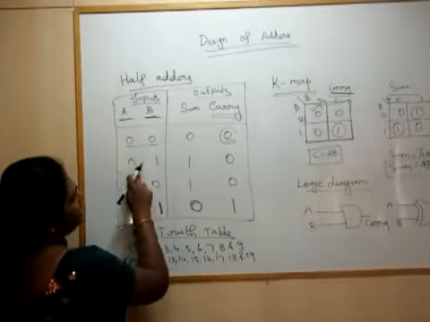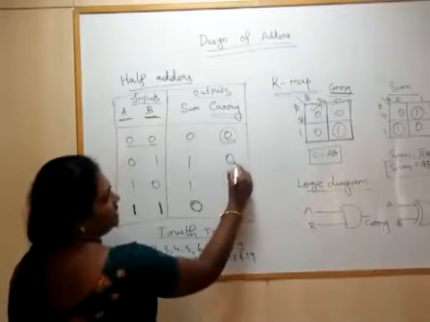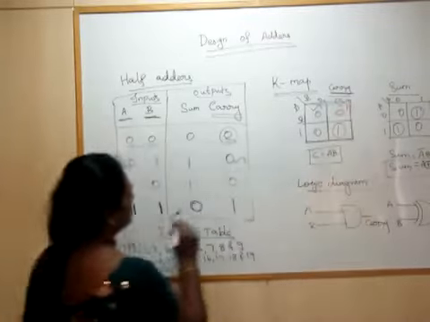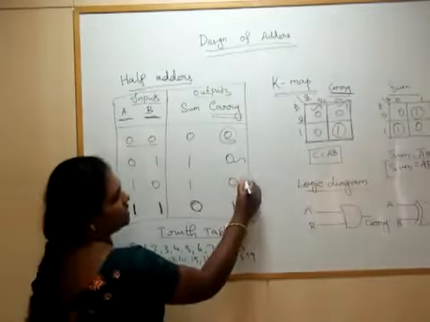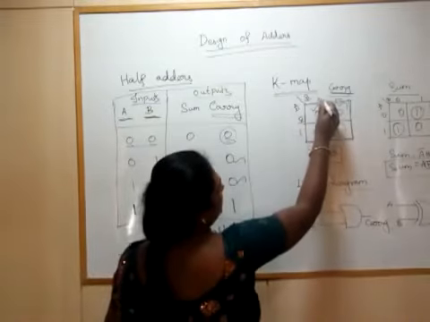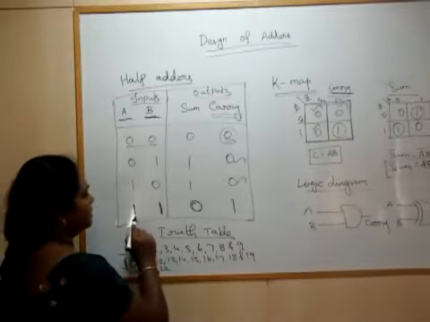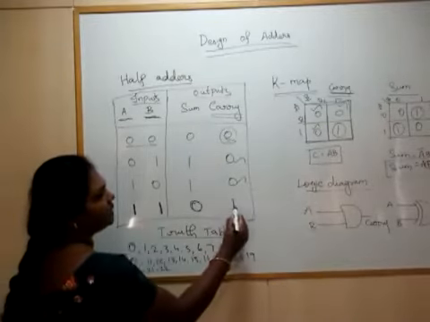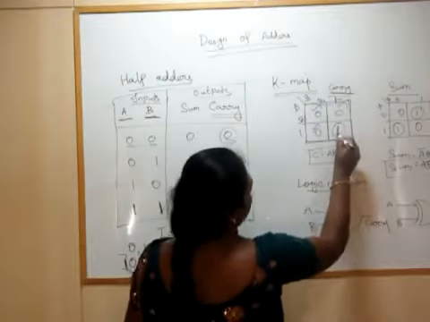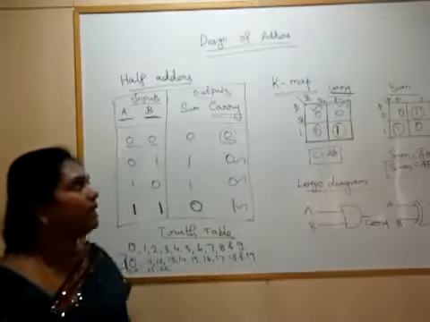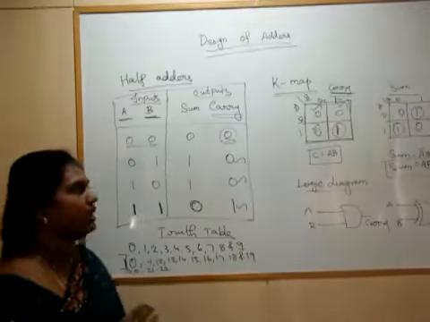Then when A is 0 and B is 1, what is carry? 0. So you should enter 0 here. Then when A is 1 and B is 0, what is carry? 0. So you enter 0 into the table. Then when A is 1 and B is 1, carry is 1. Likewise, first you have to enter the output terms, zeros and ones, into the table.